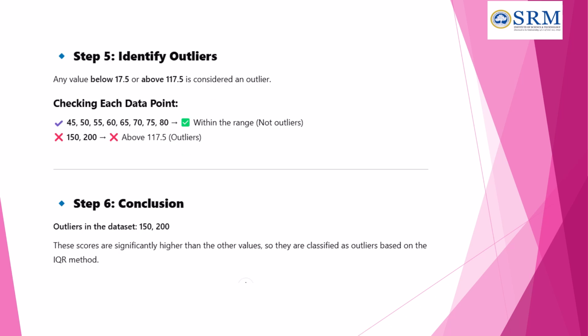Any data point below 17.5 or above 117.5 is considered an outlier. In this case, the scores 150 and 200 are above the upper limit, so they are considered outliers in the dataset. This is how the outliers are computed using the IQR technique.